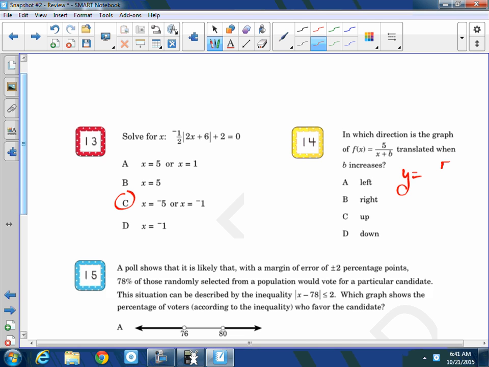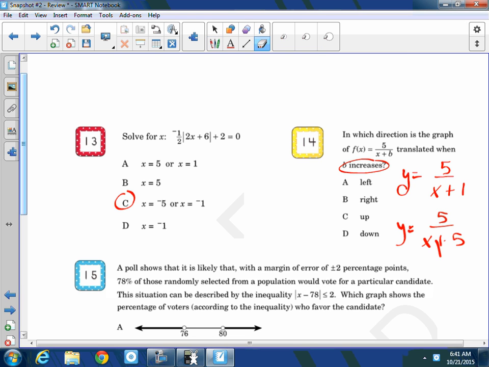So I just went ahead and gave myself some numbers. I did x plus 1, keep it simple. And then if there's any change, I want a number that's big enough. Now b is increased. So I want a number that's big enough that I can actually see the translation. So I'm going to add 4 to that. So I'm going to make it into x plus 5.